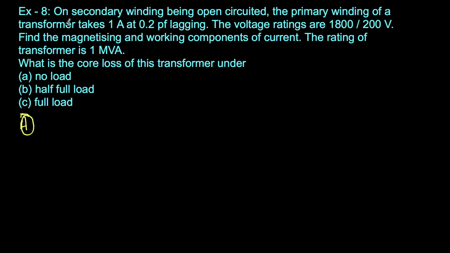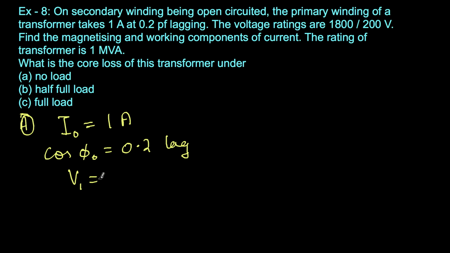On the secondary winding being open circuited, the primary winding of a transformer takes 1 ampere at 0.2 power factor lagging. So the given data: I naught is equal to 1 ampere, and cos phi naught is given to be 0.2. Of course it will be lagging. The voltage ratings are 1800 and 200, so V1 is 1800. Find the magnetizing and working components of the current. The rating of the transformer is 1 MVA. I think this is straightforward. This is in fact easier than the previous version of the question.